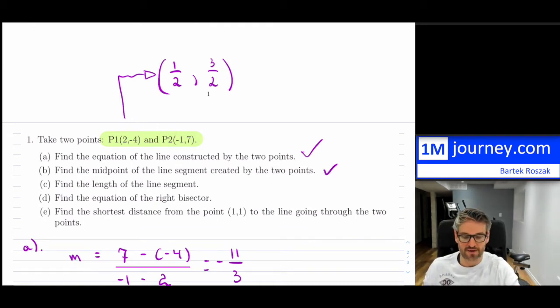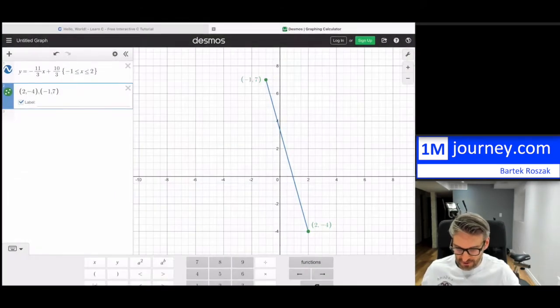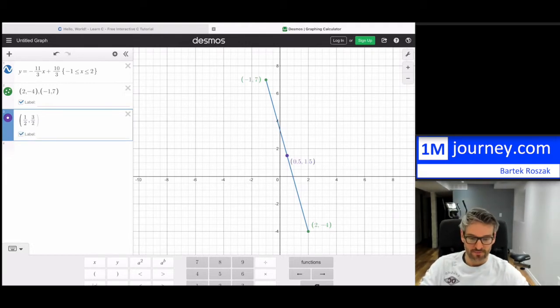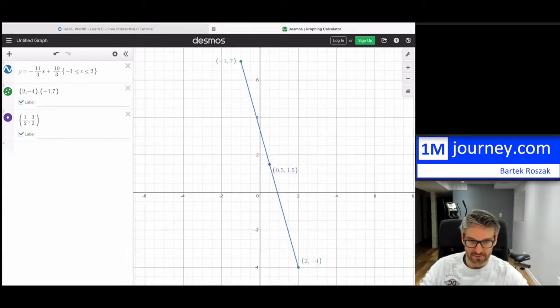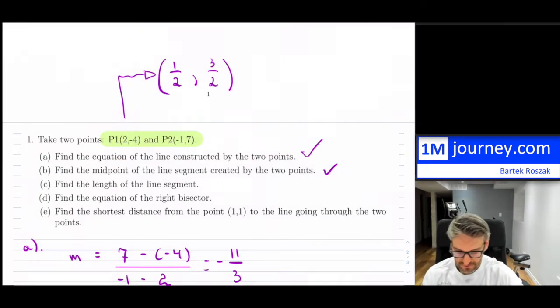Again, I'm going to graph it so that you can see all of this happening in real time. And so that's going to be the next item. So 1 over 2, that's the point, and then 3 over 2, that's your second point. Let's label it there. And notice that indeed, if you can see it on the screen, that is the midpoint, right? So it's the middle point of the line segment. So that's that.